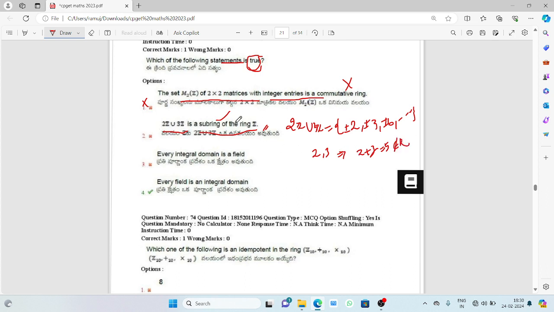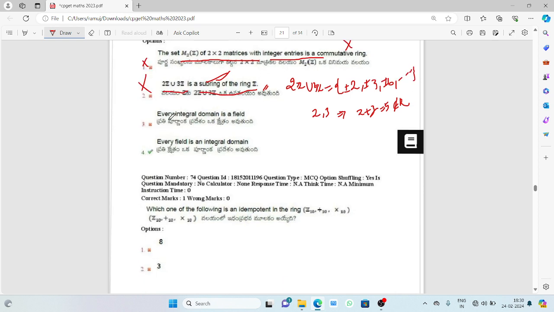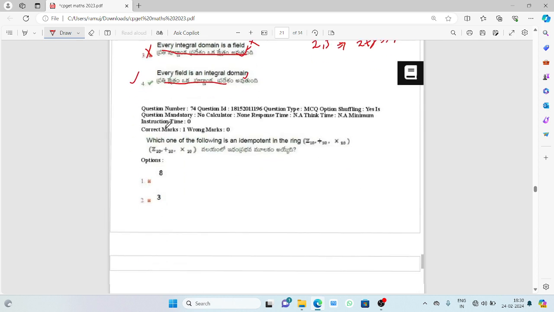Then we can say that it is not a subring of the ring Z. So option 2 also we can discard. Next, every integral domain is a field. So we can clearly say that this is not the correct option. The converse will be satisfied, but this part will never be satisfied. Every integral domain is not a field, but every field is an integral domain. That is the direct statement. So we can say that this option will be the wrong answer.